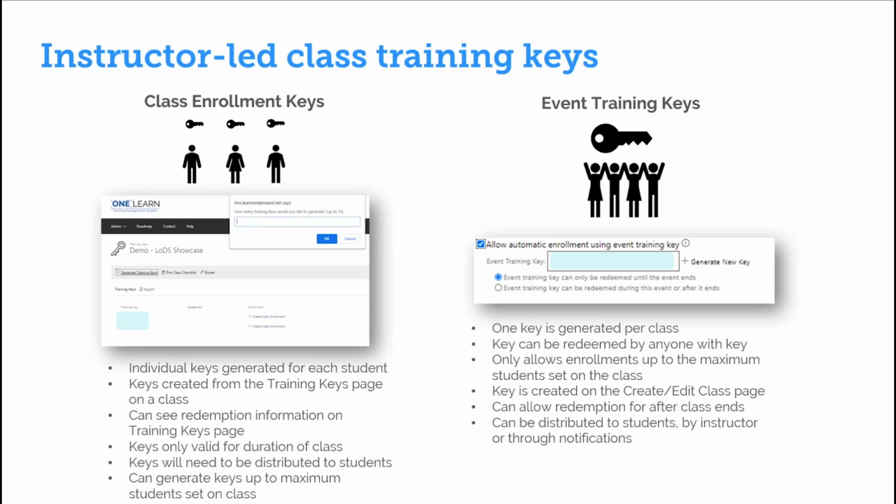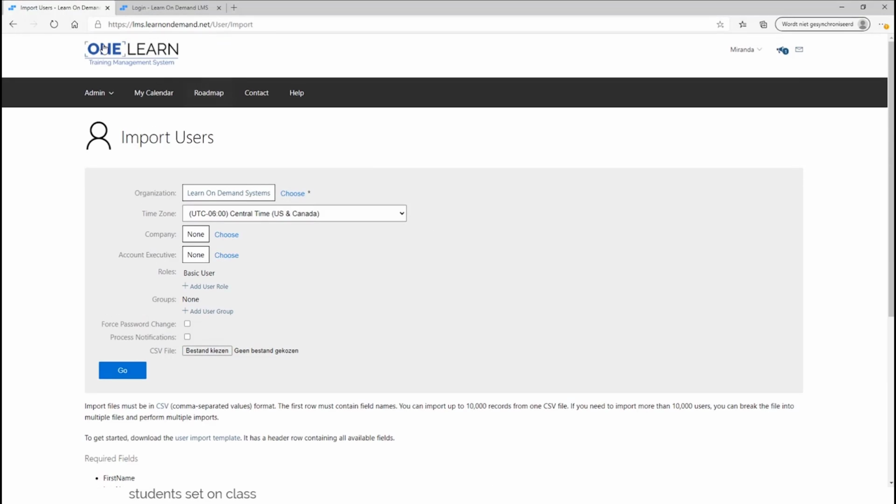Training keys are an easy tool for enrolling students into any kind of training, whether it's instructor-led or self-paced. And we offer a few different types of keys that might fit your organization's needs to get the students into the right kind of training. We have 2 keys for classes, the class enrollment keys and event training keys. And we have keys for both self-paced course assignments and subscriptions as well. Each key has its own benefits, so we will cover each type in more detail, as well as the use cases for each type. Let me show you how this works and go back to the training management system.